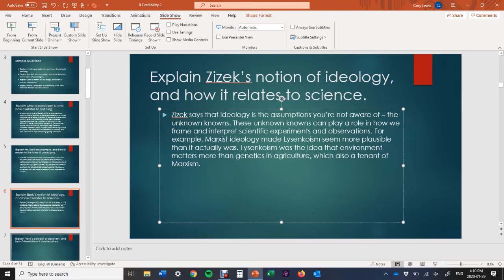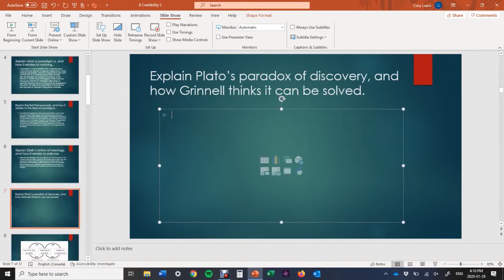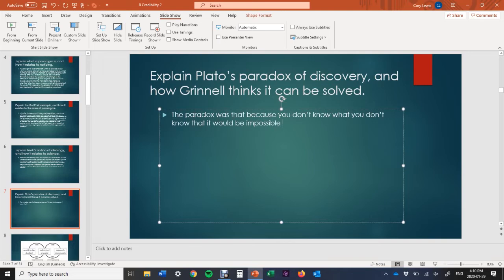Okay, one more. Here's a reasonably straightforward one. I hope that this one is doable. Everybody remember Plato's paradox of discovery? Yeah. The paradox was that because you don't know what you don't know, it would be impossible to learn anything. Maybe that's not the best way of saying it.